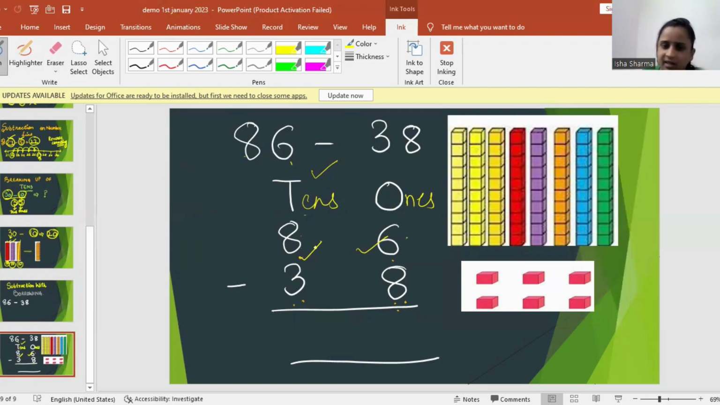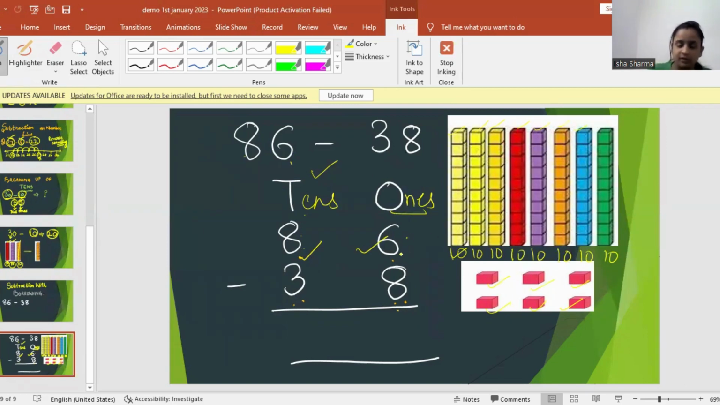How can you say that? This is 8 tens: 1, 2, 3, 4, 5, 6, 7 and 8. There are 8 tens: 1 ten, 2 tens, 3 tens, 4 tens, 5 tens, 6 tens, 7 tens and 8 tens. There are a total of 8 tens, right? And how many ones are there? 1, 2, 3, 4, 5, 6. That means 6 blocks, right? So we are going to subtract 38 from 86, right?